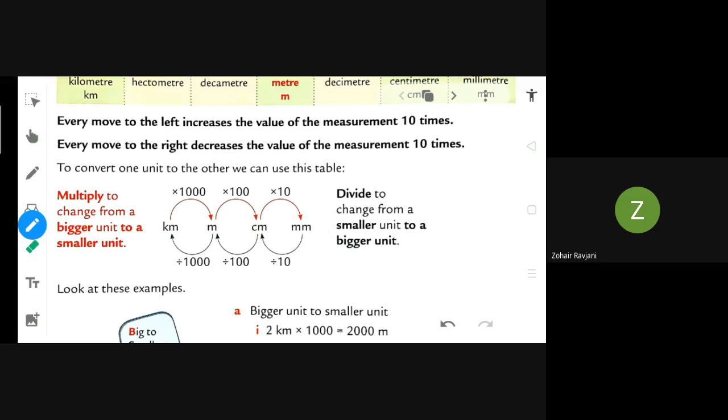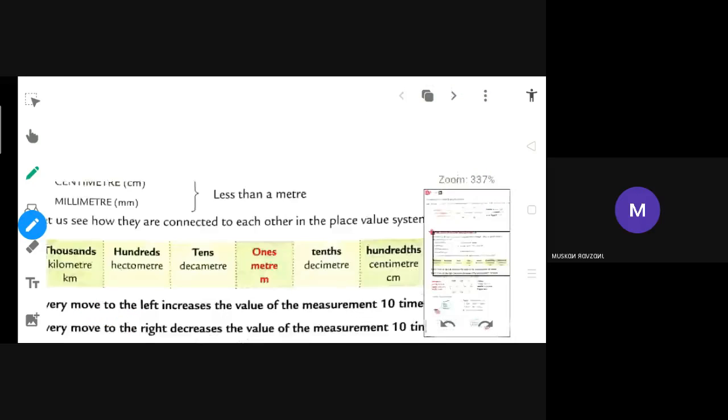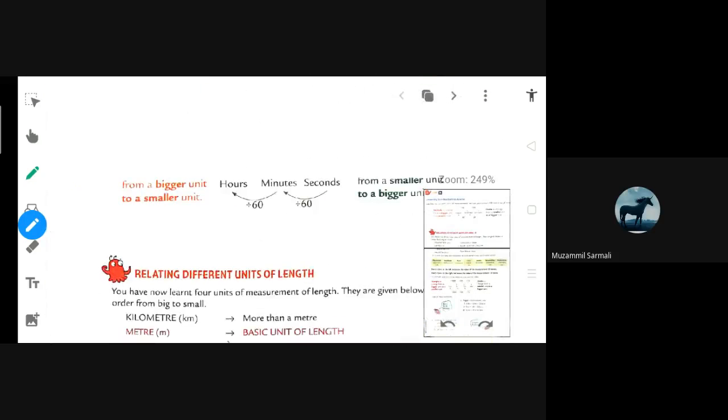Now this table only you have to remember. Bigger unit to smaller, multiply; smaller to bigger, divide. And when to take 1000, when to take 100, and when to take 10, that is very important. Is this clear? Yes, ma'am, it is clear.